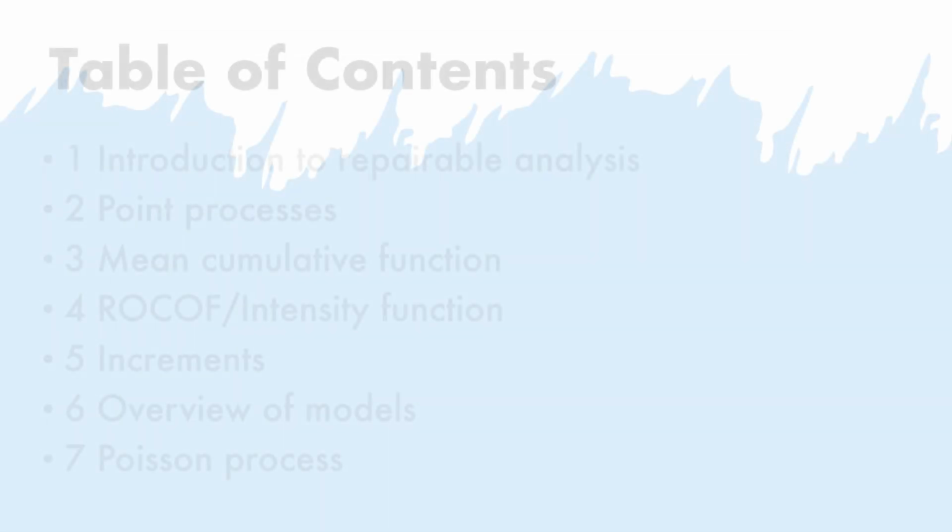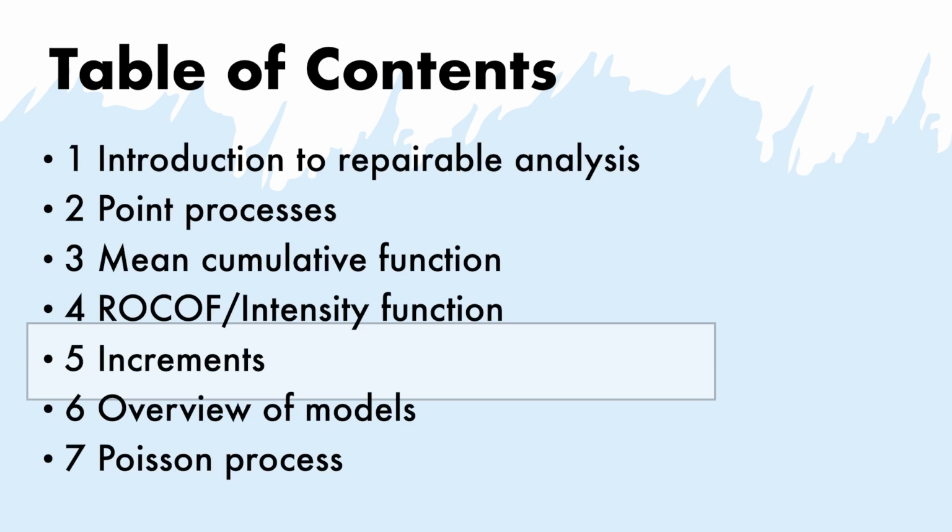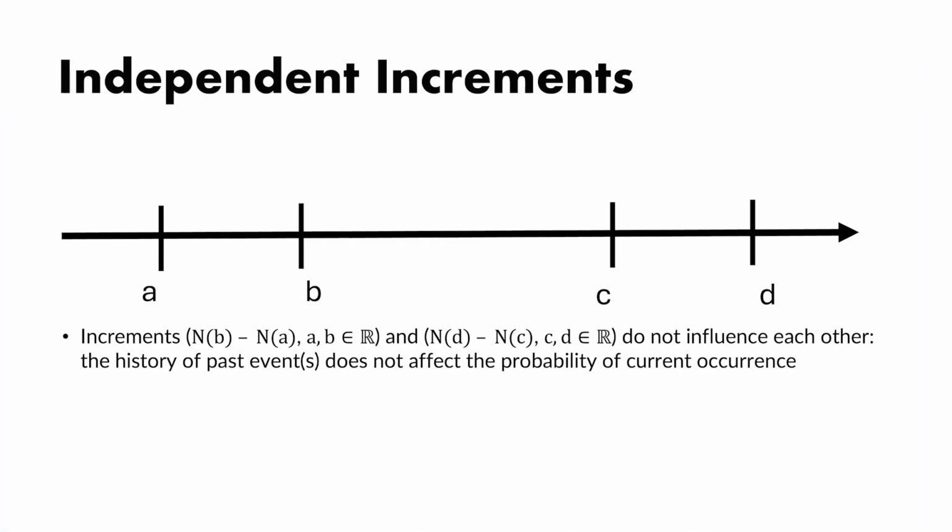So now we are at the fifth section of our video, and we will cover the topic of increments. Let us see in more detail the implications of having certain increments. I would like to start with the property of the independence of increments. What does it mean to have independent increments? Essentially it means that two intervals that you can place anywhere you want along the real line will not affect each other in terms of number of failures.